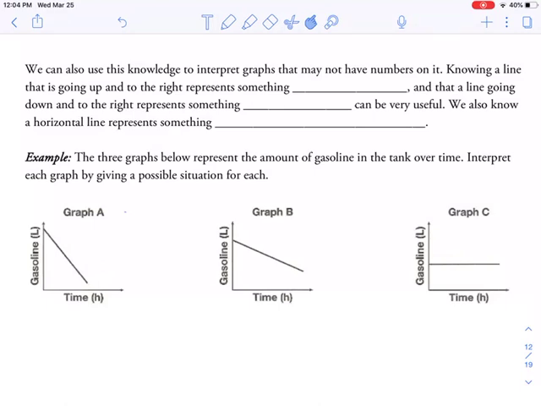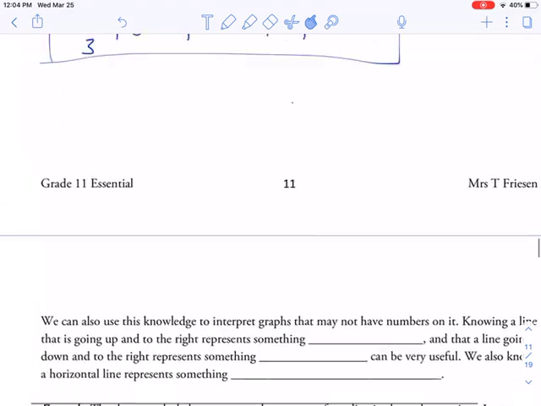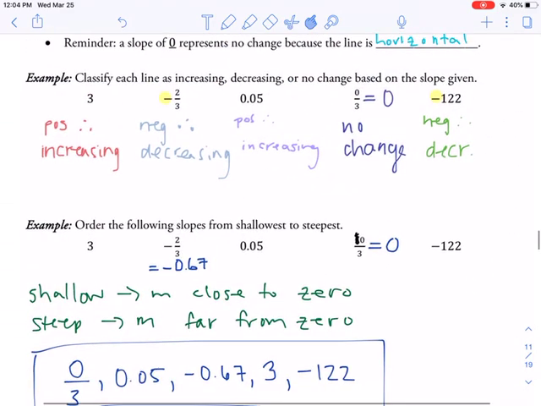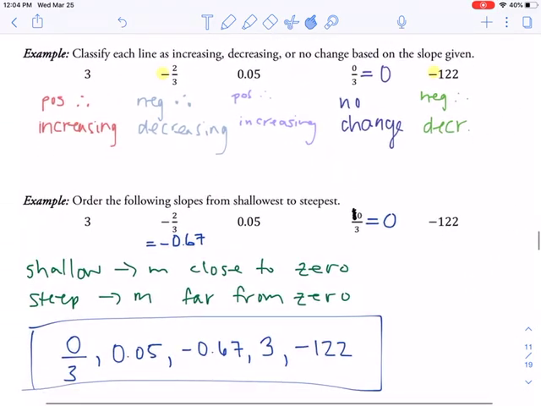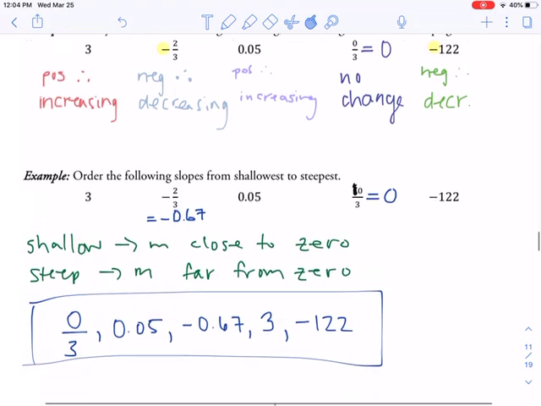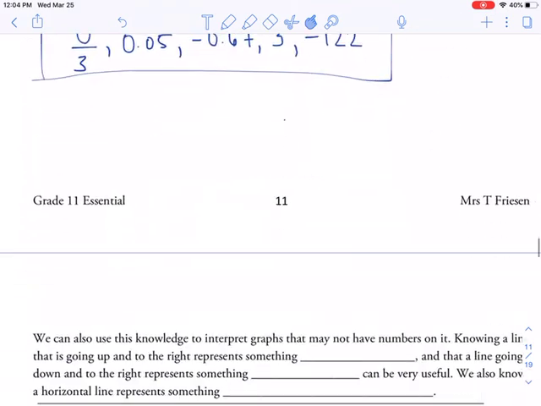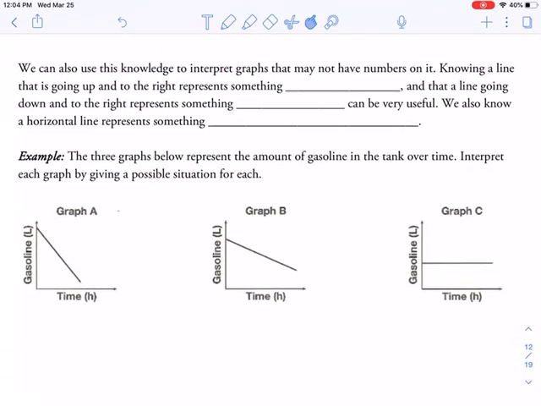All right, part 2. Let's finish this lesson up. Okay, so we just talked about how we can look at slope and talk about increasing or decreasing or no change, as well as shallow and steep lines. Let's keep going now to look at some contextual situations that might not have numbers on the graphs.